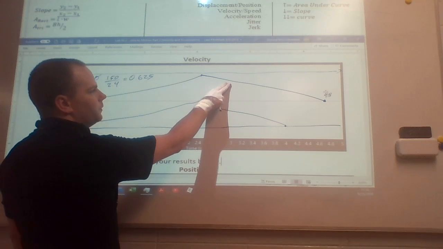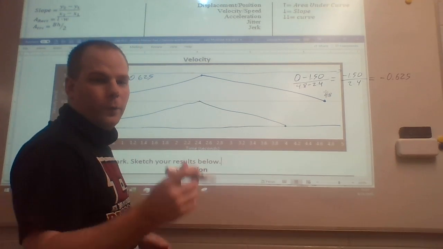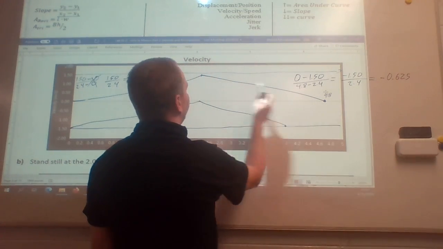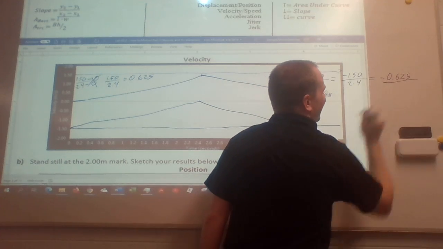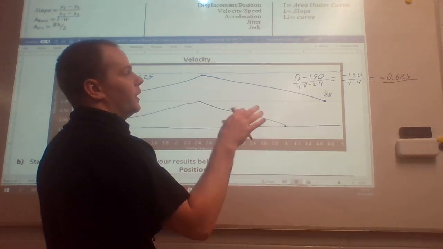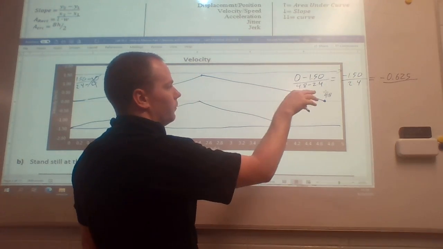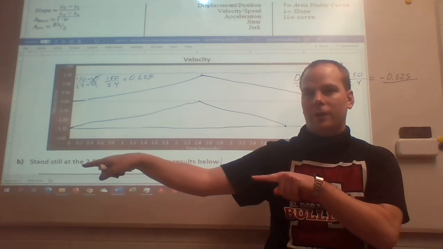On this one, when we do it, so if we use the same calculation with our final point and our initial point here, then we end up getting negative 0.625 as our acceleration for this one. Now, this time we have a negative, so our acceleration is against the velocity.